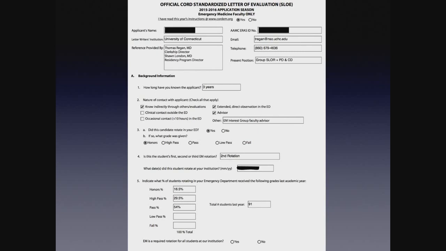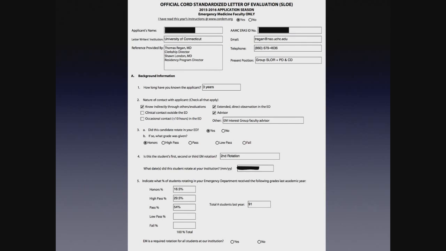But this asks the basics: what was the grade the person got on the rotation? How did you know them? How long do you know them? Like I talked about, but also, when it comes to trying to know the site, it's going to let me know, does everybody who goes to this site get honors, or does almost nobody get honors?